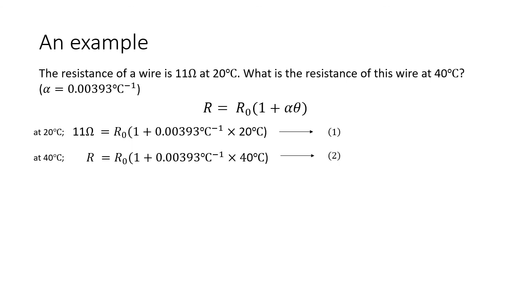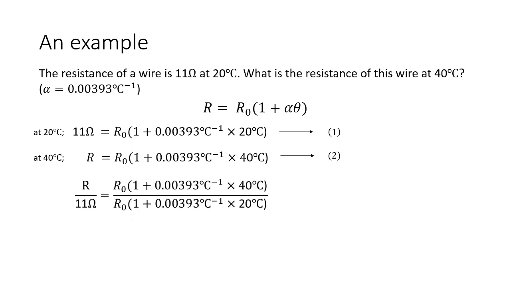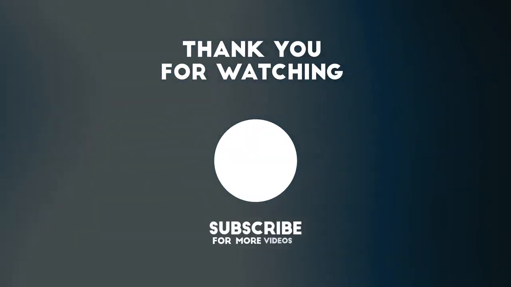So we can clearly see that we can get rid of R0 if we divide equation number 1 by 2 or 2 by 1. Actually, it's a crucial thing to do since we don't know the resistance of the given wire at 0 degrees Celsius. So now I'm going to divide equation number 2 by equation number 1. And after some steps of numerical simplification, we can get the final answer as 11.8 ohms. That's it. We are done with this part.